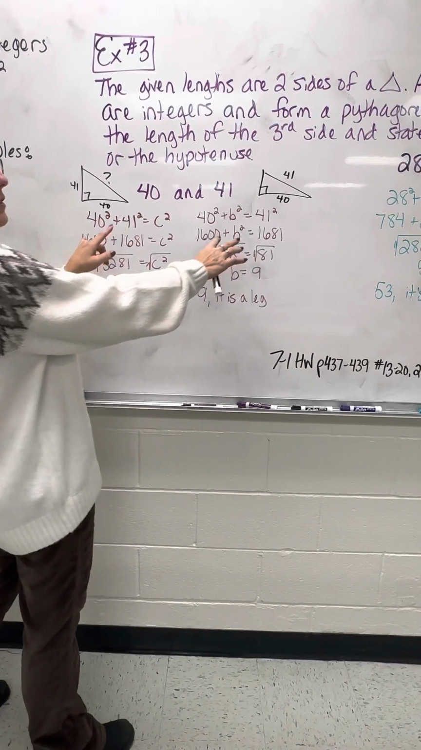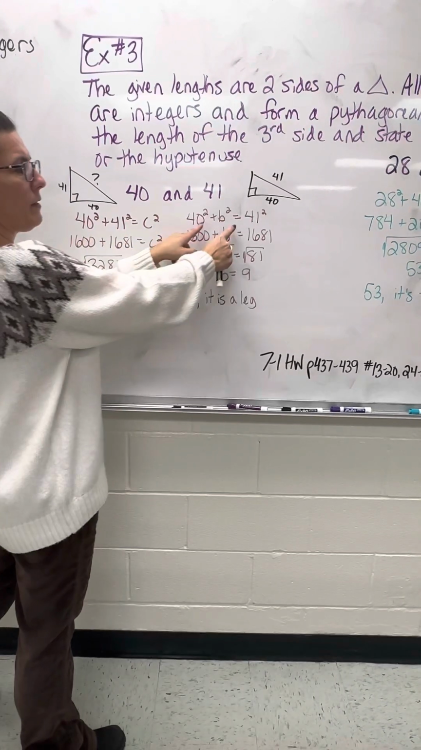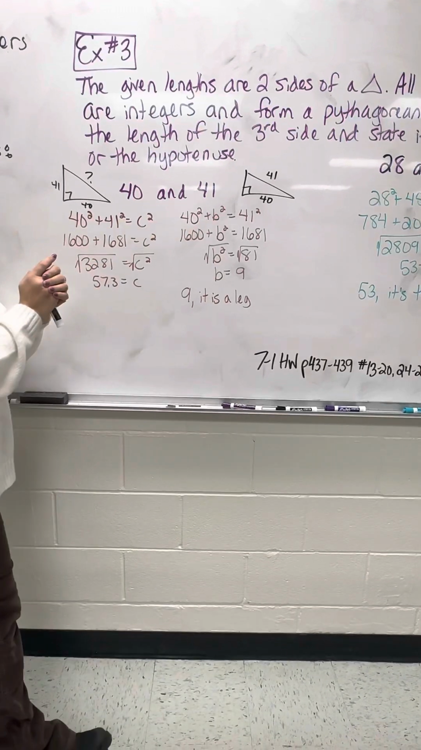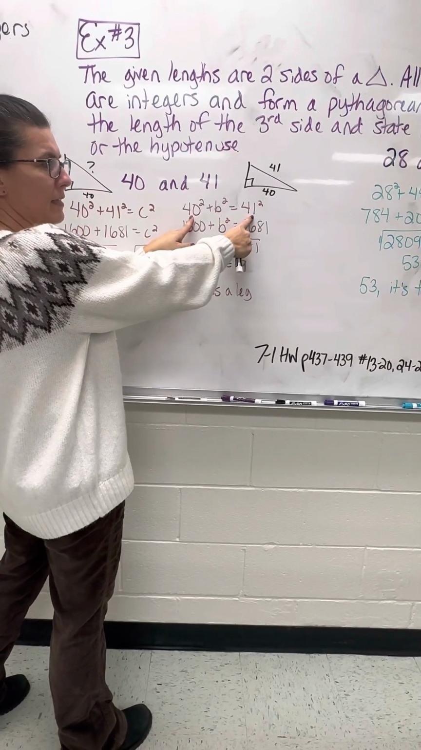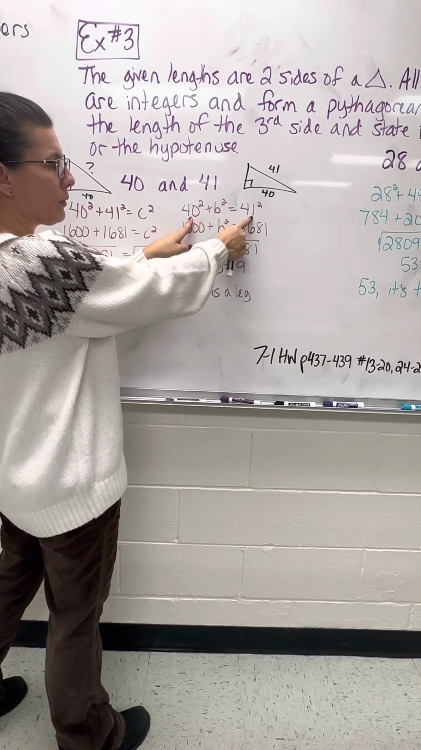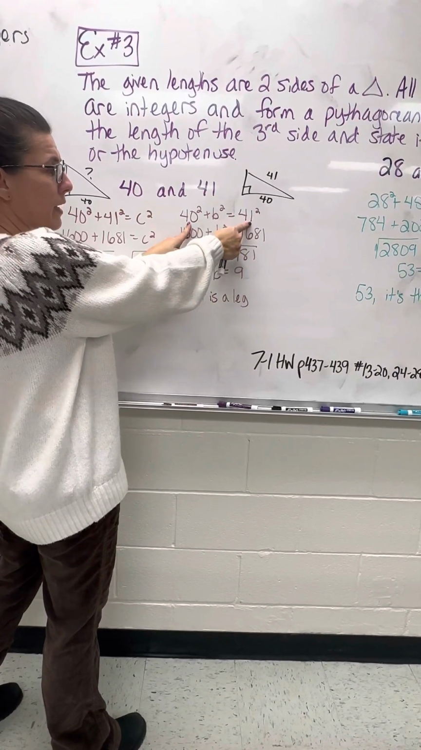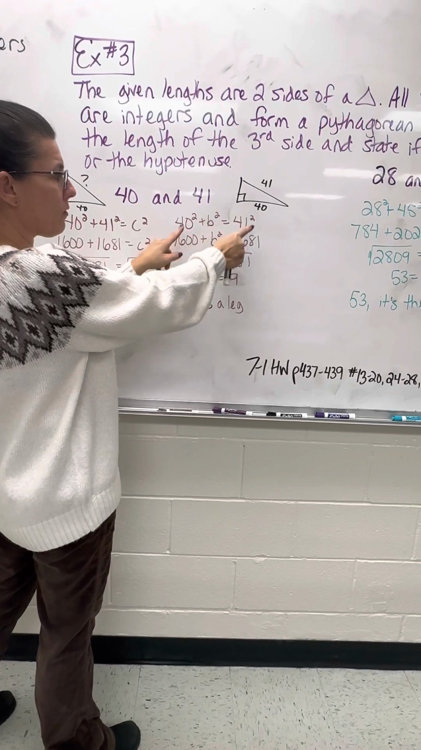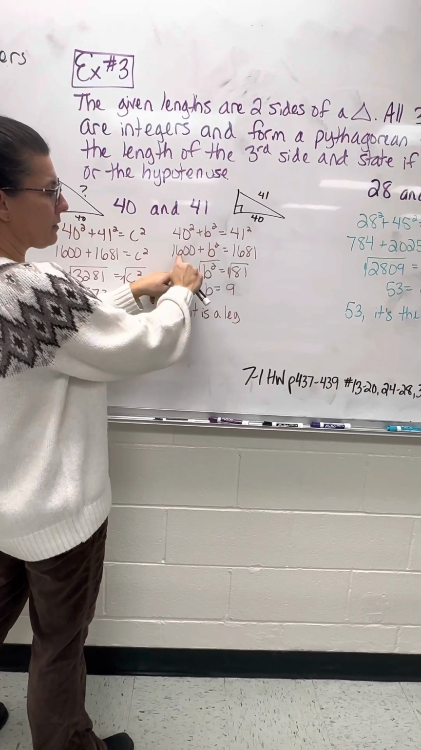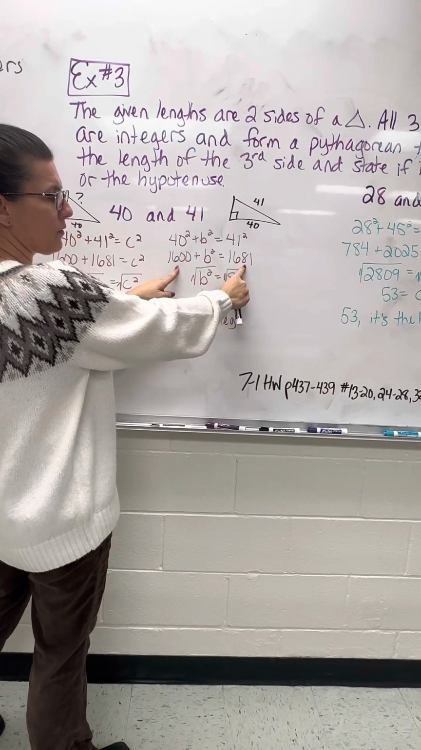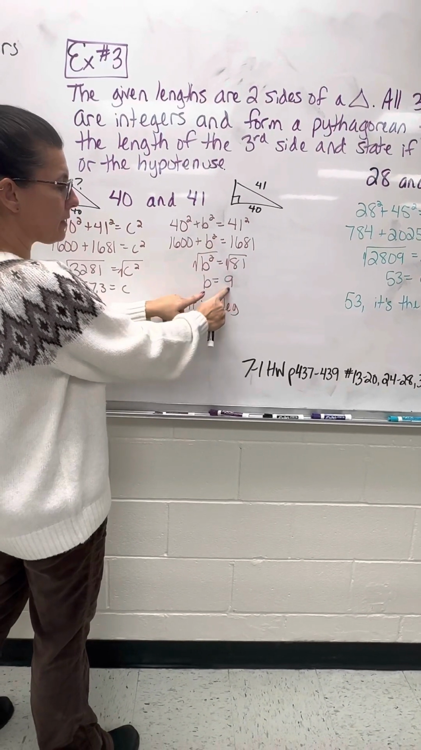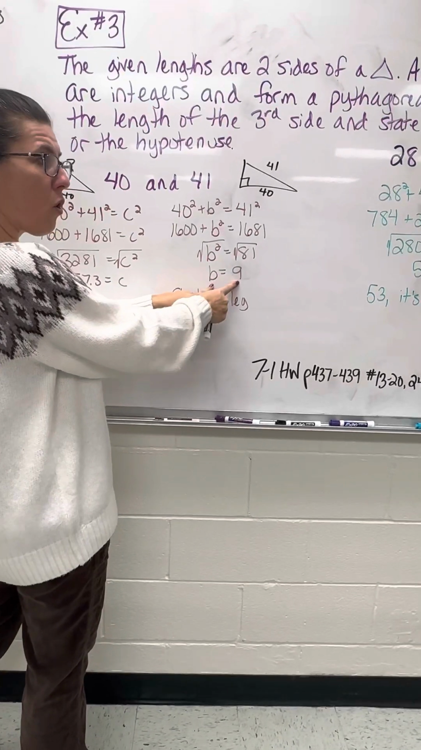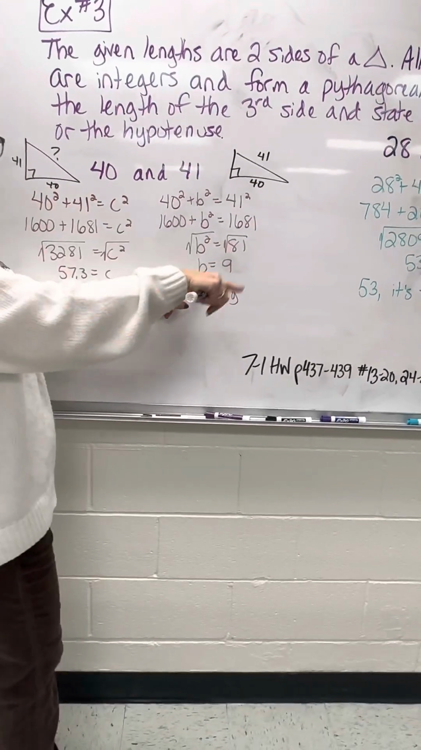So look at the difference between how I did this problem and how I did this problem. The biggest number is always your C side. So I put 41 for my C and 40 as a leg. So I'm solving for an unknown leg. Similar kind of situation where you're going to solve it. Square it. I subtracted 1,600 and put it over here. That gives me 81. Square root both sides, and I get 9. Because this is a whole number, I know this scenario works.